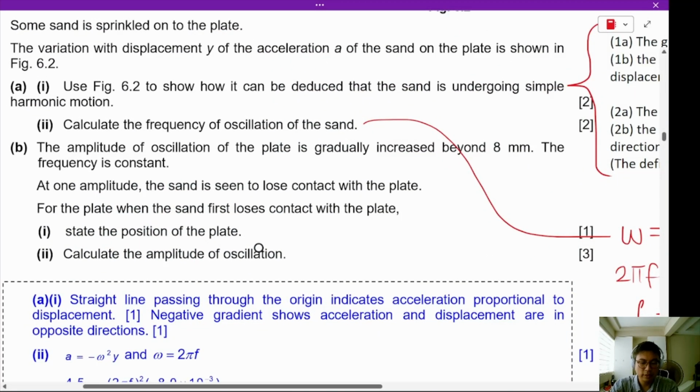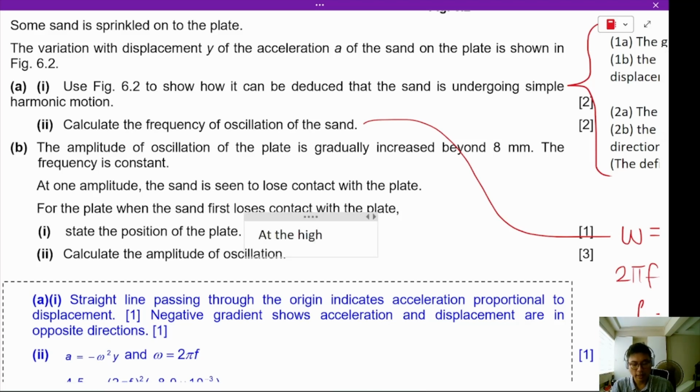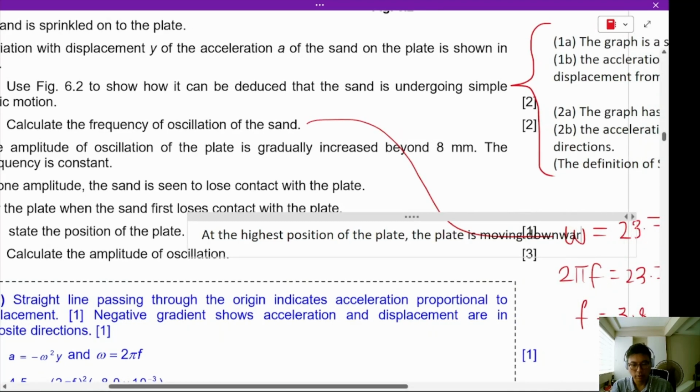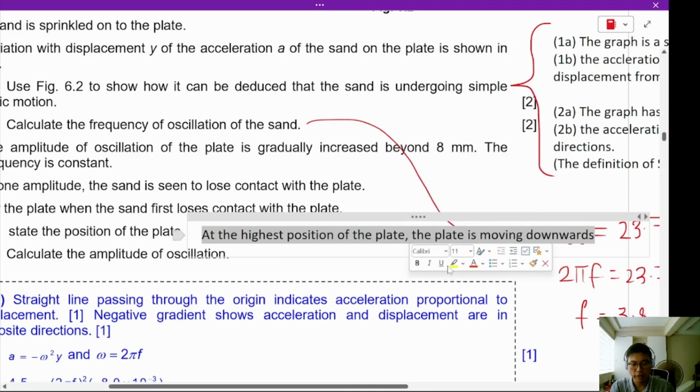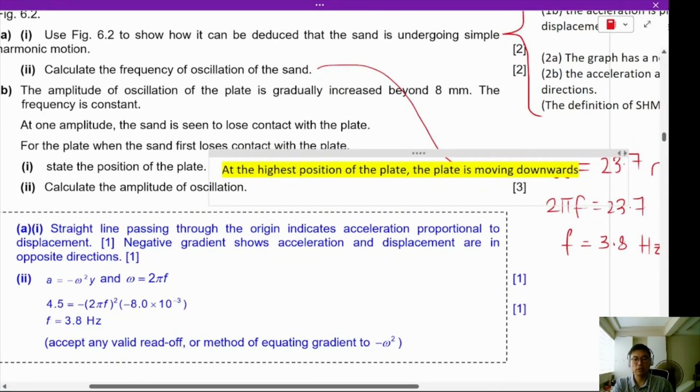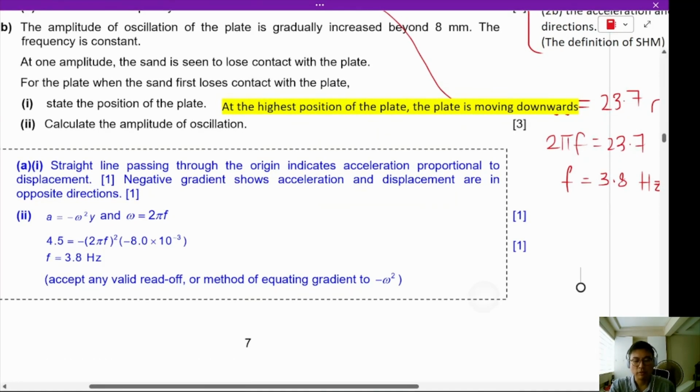When does the sand first lose contact with the plate? The plate must be at the highest position, and the plate must be moving downwards. That is when the sand loses contact with the plate, because the sand is not able to accelerate faster than 9.81. Okay, let's calculate the amplitude of oscillation.